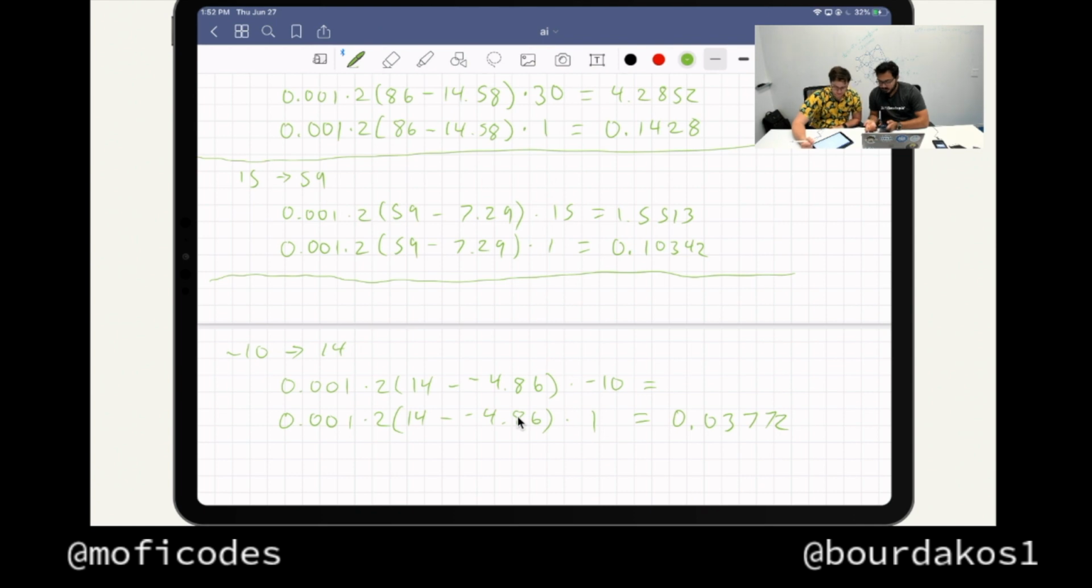0.03772. And then it's going to be like point. There's going to be negative 0.3772. Negative point. Are you sure? Yeah. 0.3772.